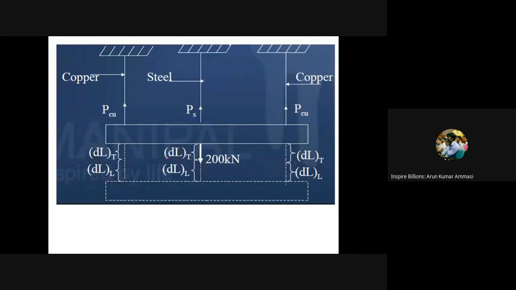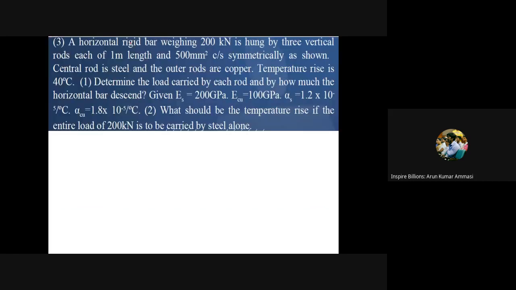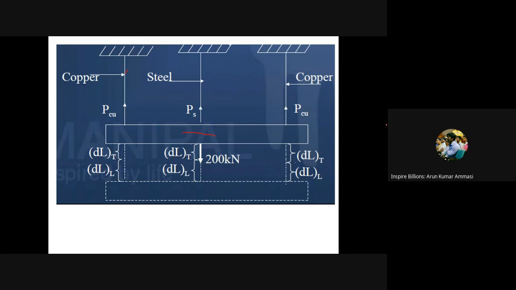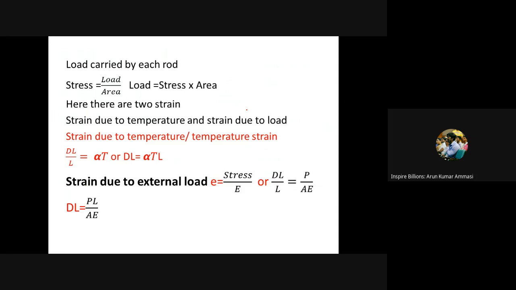And here another example is given. Here is a steel rod, which is connected by copper and steel wire, and the load applied is noted as 200 kilonewton. Because of the load applied, there is also an increase in the temperature. The coefficient of thermal expansion of steel is given, and because of the coefficient of thermal expansion, it tends to expand and elongate. Here also you can calculate the total elongation of the complete assembly and the elongation in the individual copper and steel. You can easily understand this just by going through the slides.